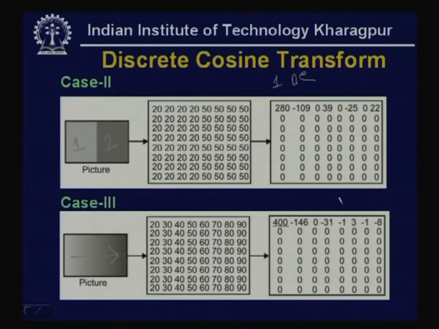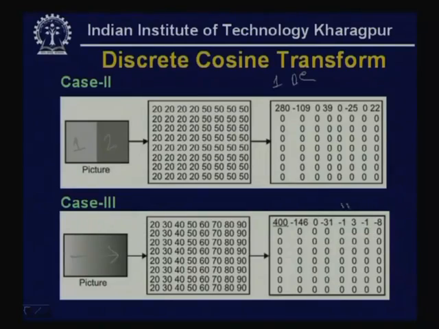Of course, in a real life picture you will not have a uniform tone, or just 2 tones, or a gradually increasing tone. There will be some variations. Of course, the number of AC components will be larger than this, but definitely it will have a large number of zeros.